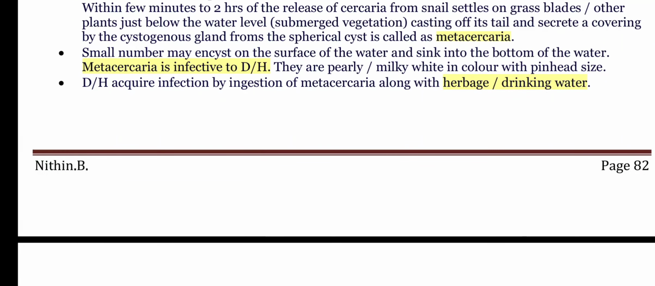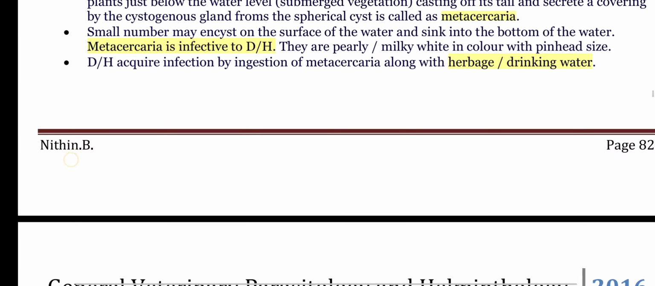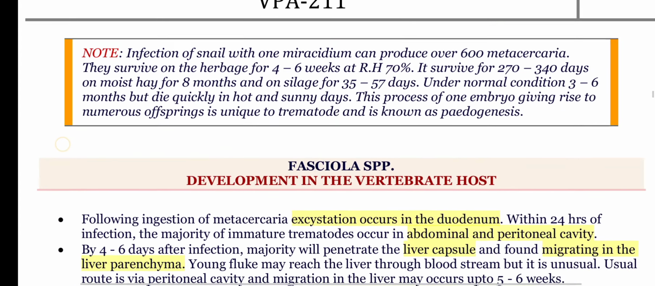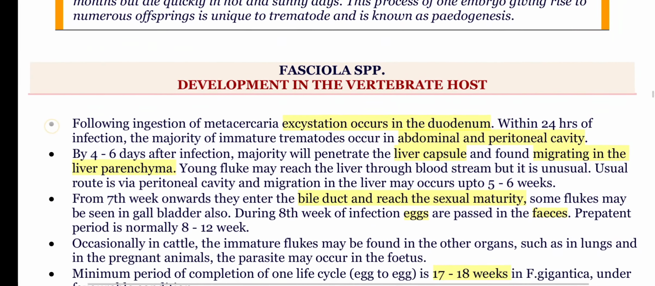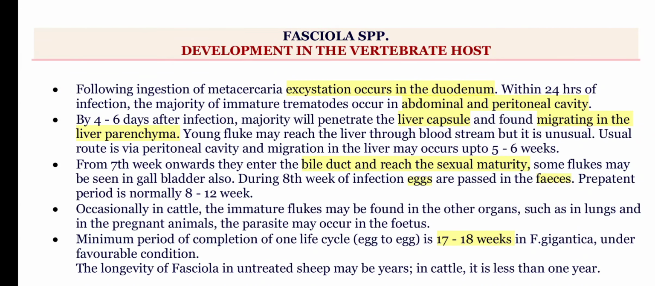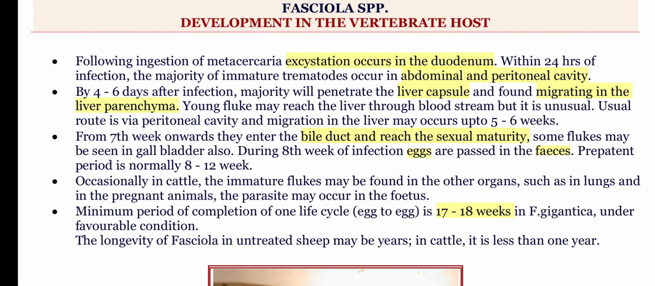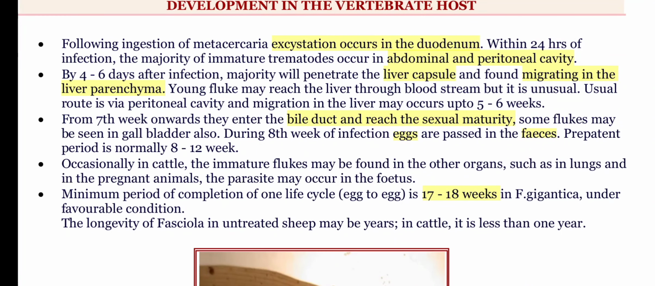And the metacercaria will enter the cattle, buffalo, and any other ruminants via eating herbaceous pastures, or sometimes drinking contaminated water, which have metacercaria. And this is about what happens inside the intermediate host. And after entering of metacercaria into the vertebrate host, that is nothing but the definitive host, the cattle and buffalo, the metacercaria will excyst, that will be occurring in the duodenum.